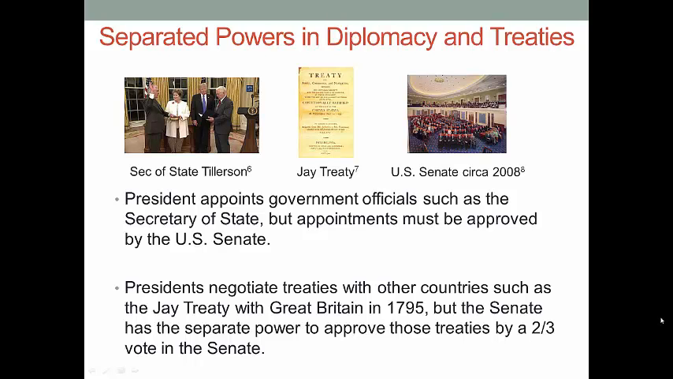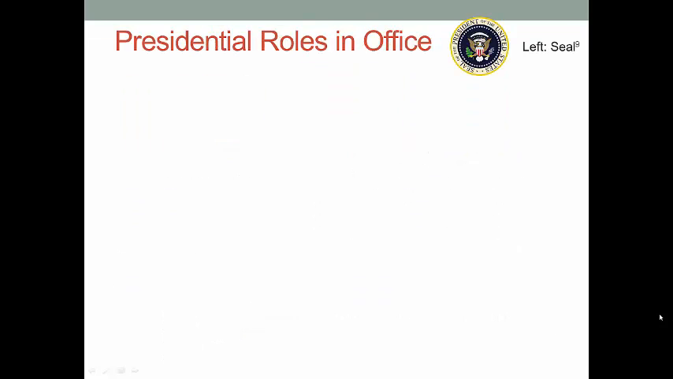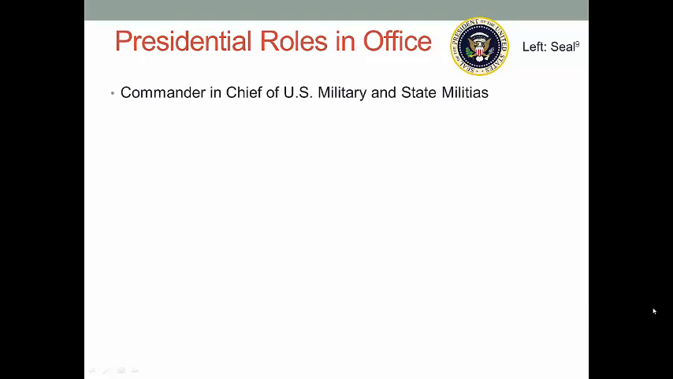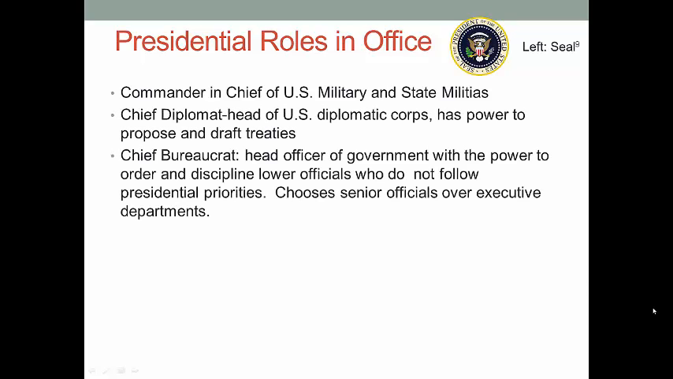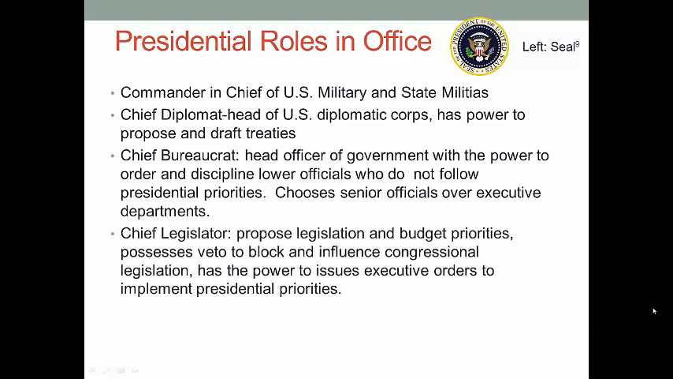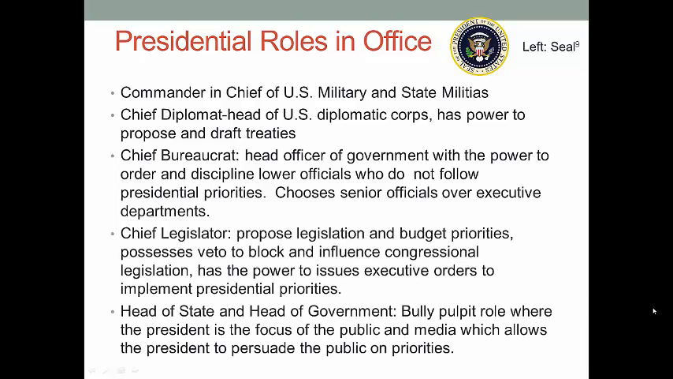Let's take a look at the roles of the President: Commander-in-Chief, Chief Diplomat, Chief Bureaucrat, Chief Legislator, and Head of State and Government.